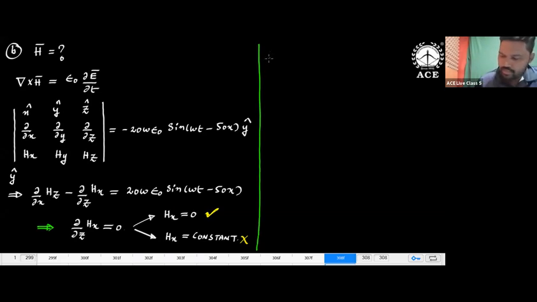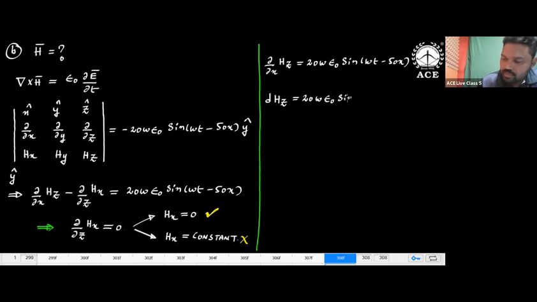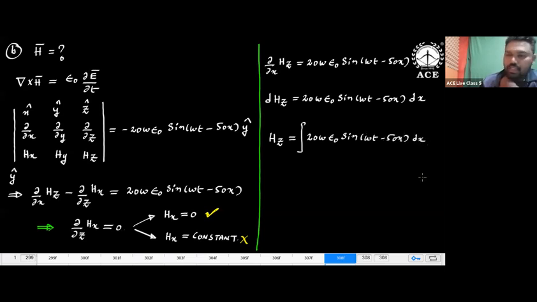So here it is. This implies dou by dou x of Hz is equal to 20 omega epsilon naught sine omega t minus 50x beta. Okay. So from here you can write dHz is equal to 20 omega epsilon naught sine omega t minus 50x into dx beta. You want the expression for Hz beta. Yes. So I need to integrate this one. Hz is equal to integral of 20 omega epsilon naught sine omega t minus 50x into dx.